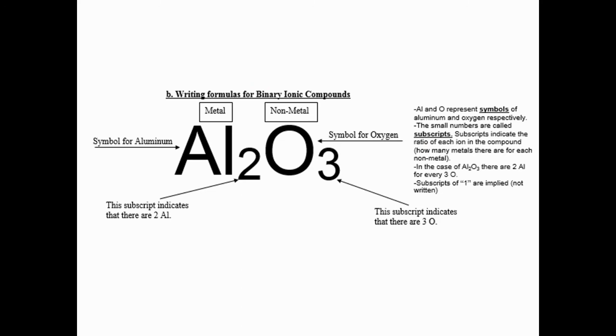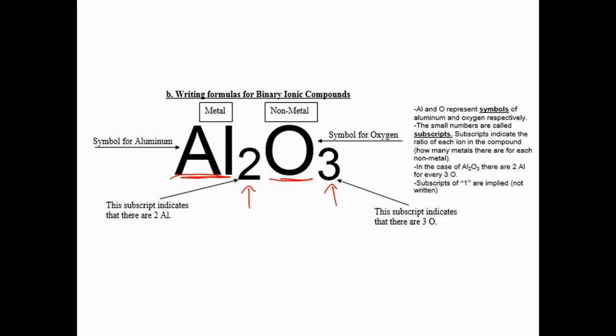So sometimes you'll be given a name and you have to write a formula. The formula will have the symbols of the elements that are involved and also subscripts, these small numbers here, which tell you how many of each element there is in there. For an ionic compound, this is really the ratio.